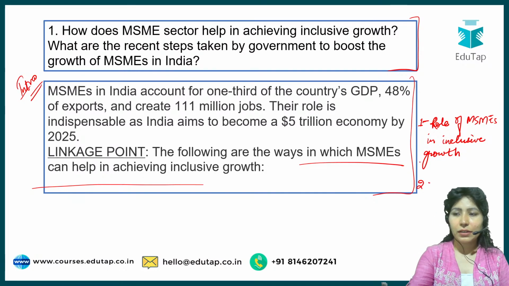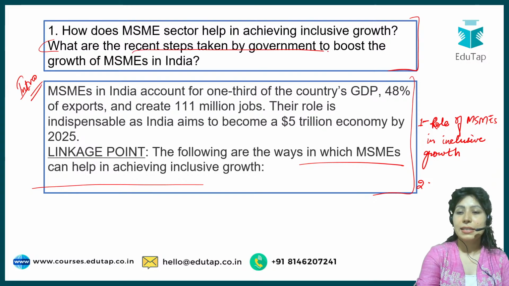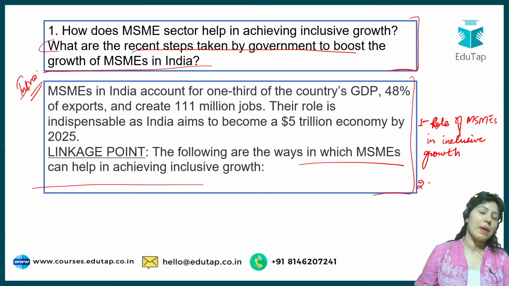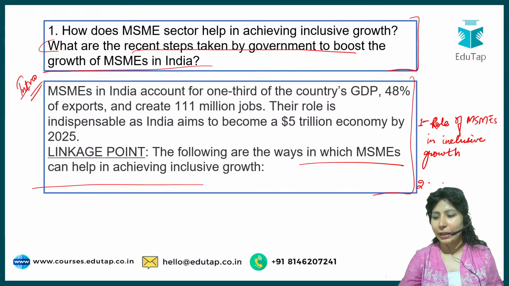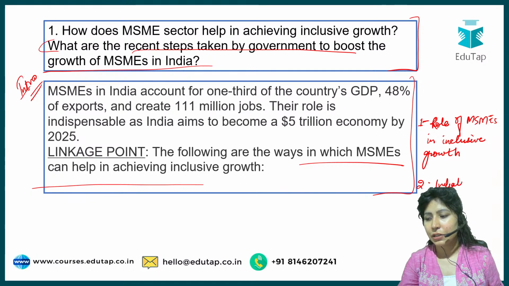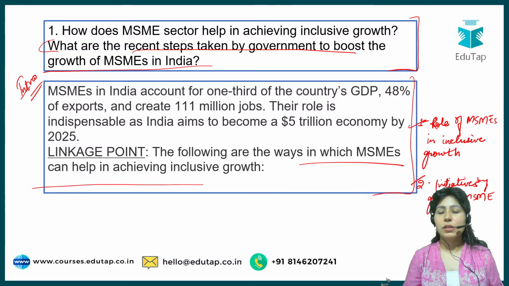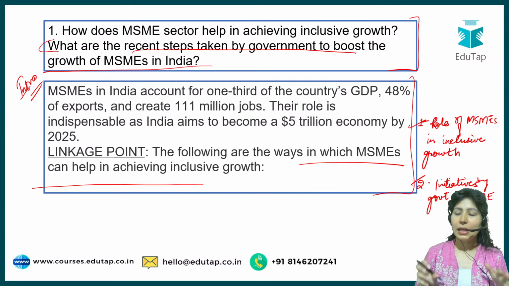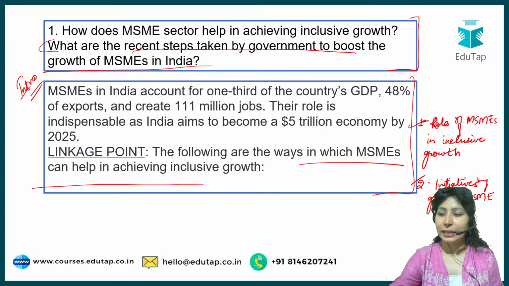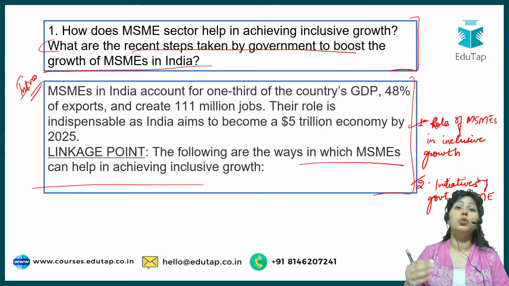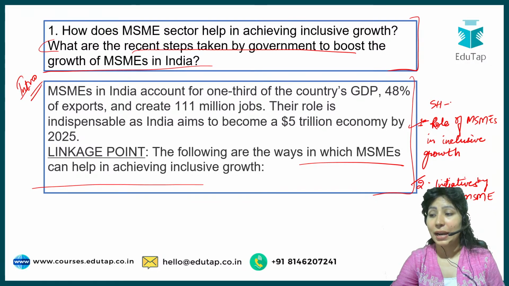And the second question would start from here. What are the recent steps taken by government to boost the growth of MSMEs in India? I think this is very clear: initiatives taken by government for the MSME sector. So these two questions you will have to answer separately. So your body part will have two parts to it. This will be your subheading 1 and this will be your subheading 2.